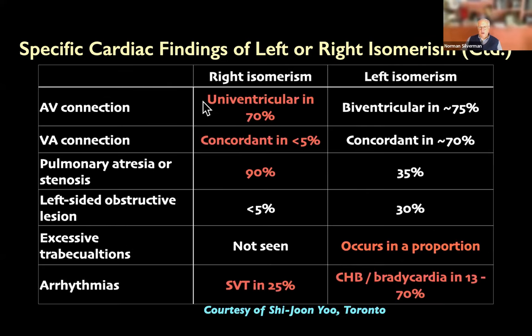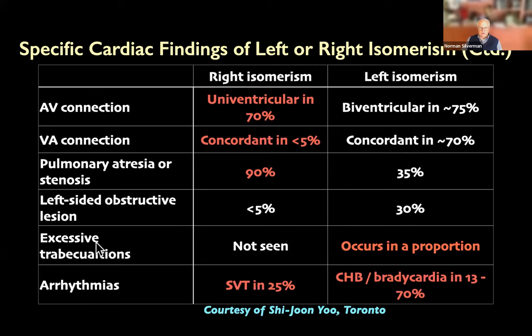The AV connection is usually univentricular in right isomerism, but biventricular in left, although you see that there is a crossover here. The VA connection is concordant in only 5% of these patients. In other words, there is either transposition or there may be double outlet right ventricle, but it is concordant in 70% of patients with left isomerism. Pulmonary atresia and stenosis, when you see this, you usually think of right isomerism, but it does occur in left isomerism.